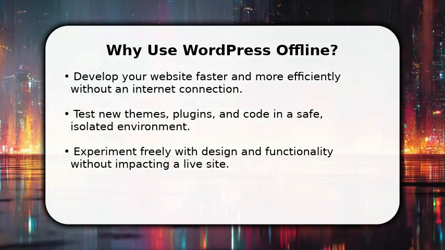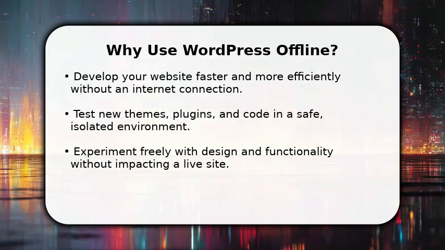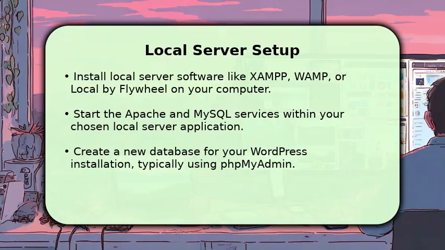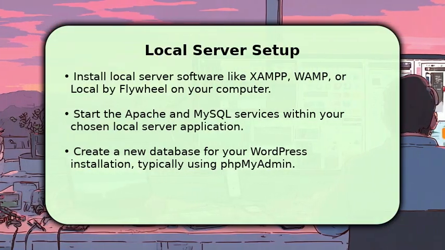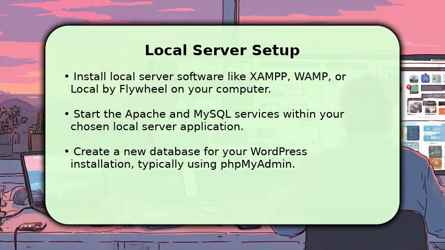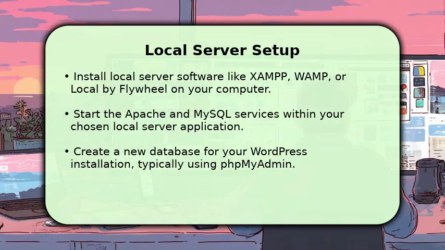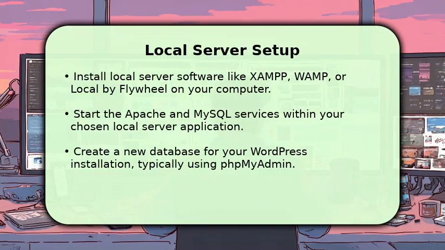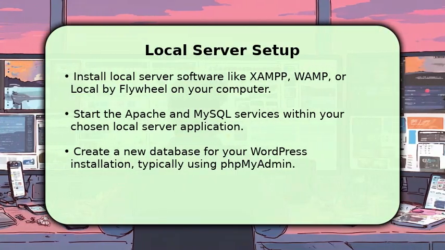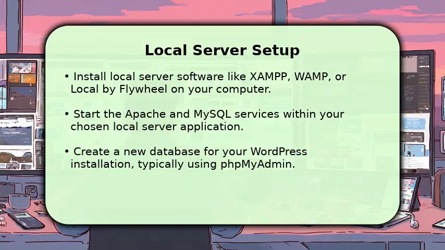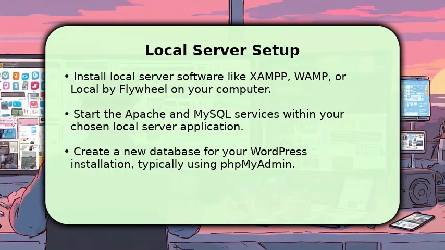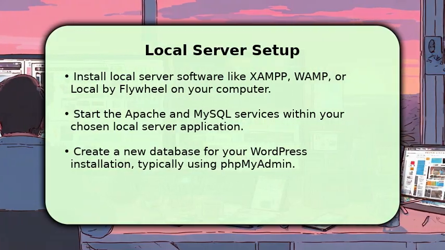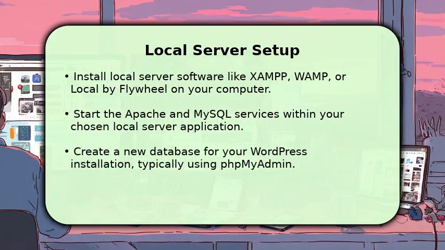This approach saves time and reduces potential risks significantly. To begin, you'll need to set up a local server environment on your computer. Popular options include XAMPP, WAMP, or Local by Flywheel. Download and install your chosen software, then start the Apache and MySQL services. Next, create a new database for your WordPress installation, typically through phpMyAdmin. This foundational step prepares your system to host a fully functional WordPress site locally.